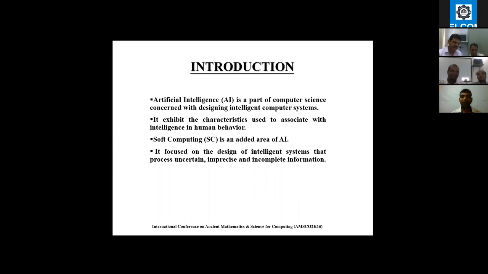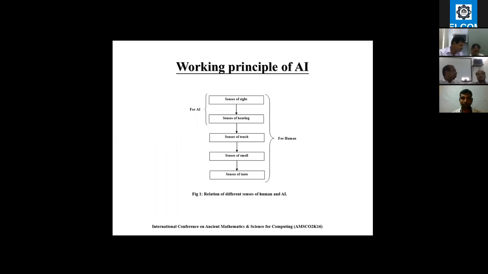Artificial intelligence is a part of computer science concerned with designing intelligent computer systems. It exhibits the characteristics we associate with intelligence in human behavior. Soft computing is an added area of artificial intelligence. It focuses on the design of intelligent systems that process uncertain, imprecise, and incomplete information.